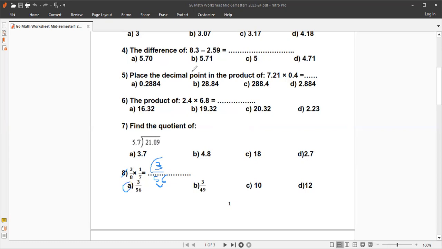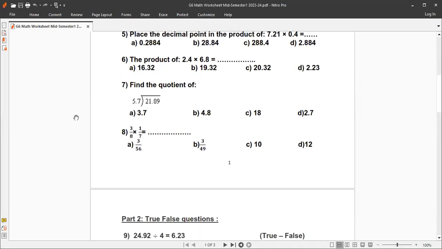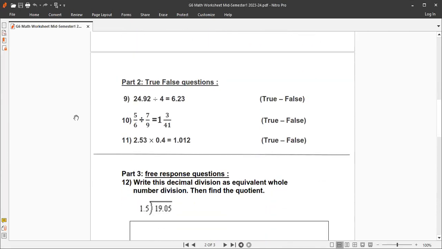Now, let me go to another question. Here, part 2, true or false. Question: 24.92 divided by 4 equals 6.23. Here you have 2 options. Either you multiply this by this to check the answer, or you do long division. So you have 2 ways to make sure if this is the answer or not. Because, guys, multiplication is the opposite of division. So either you multiply 6.23 by 4 to check the answer, or you do long division. Let me try long division.